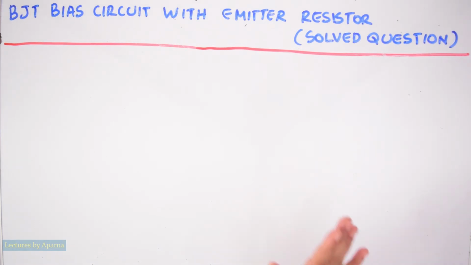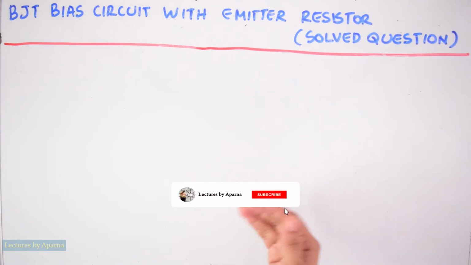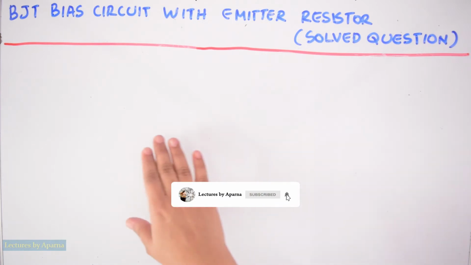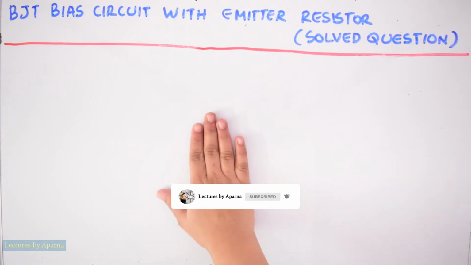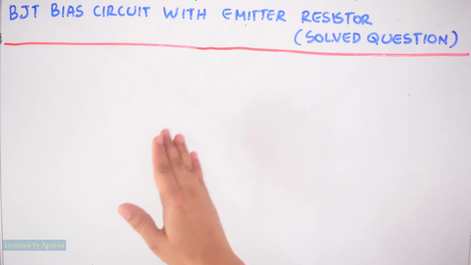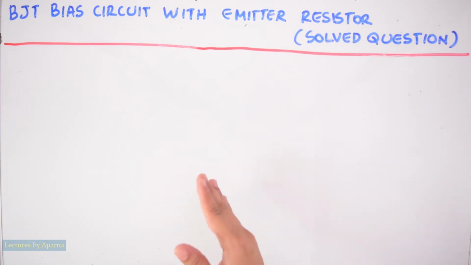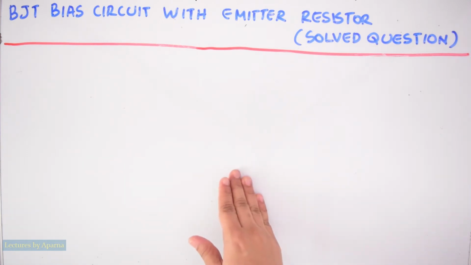Today we will discuss a question from a type of biasing given to BJT circuit, that is bias circuit with emitter resistor. To watch the theory part of this type of biasing, check out the link given in the description box just below this video.